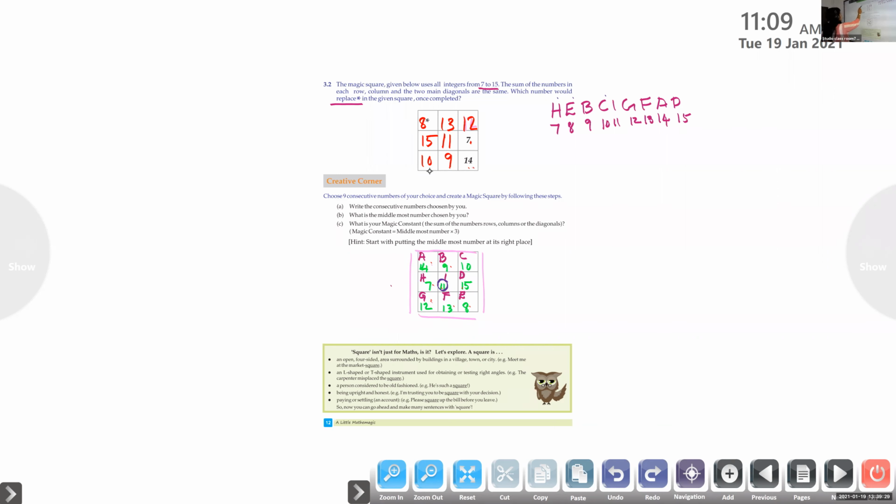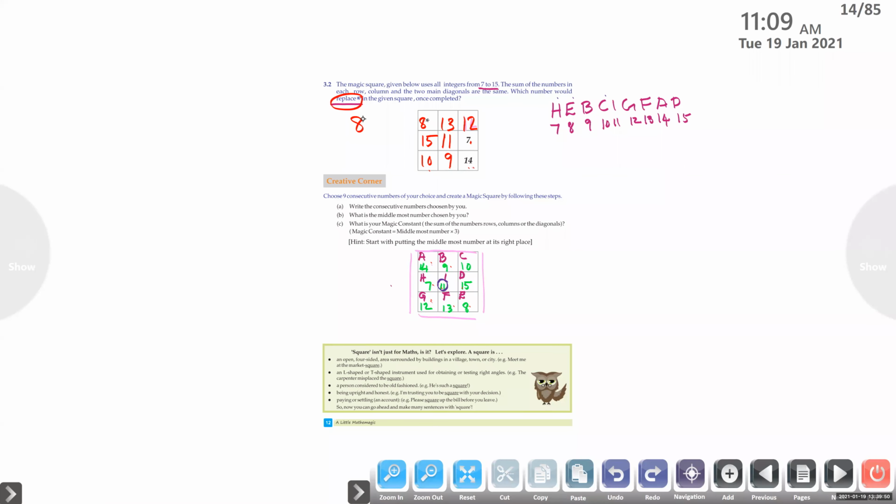And what is the question? What is the number replacing that star? What is the number? 8. So 8 is that number. Clear?